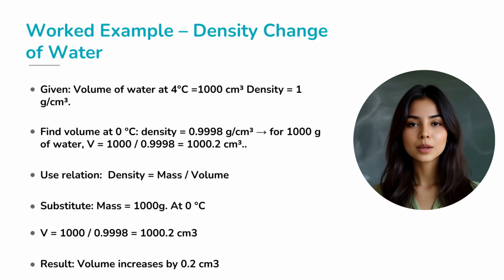Let's solve a quick example to see this anomaly in numbers. Suppose we have 1,000 cubic centimeters of water at 4 degrees Celsius. Its density at this temperature is 1 gram per cubic centimeter, so the mass is 1,000 grams. Now, if we cool it to 0 degrees Celsius, the density drops to 0.9998 grams per cubic centimeter. Using the formula density equals mass divided by volume, we substitute 0.9998 equals 1,000 divided by volume. Rearranging, the volume equals 1,000 divided by 0.9998. That gives us 1,000.2 cubic centimeters.